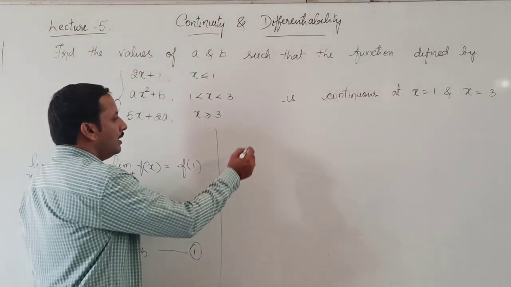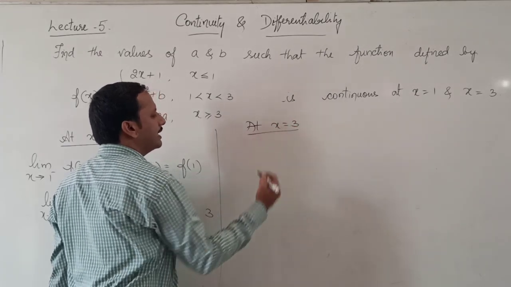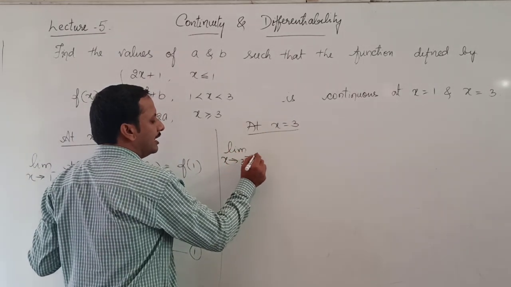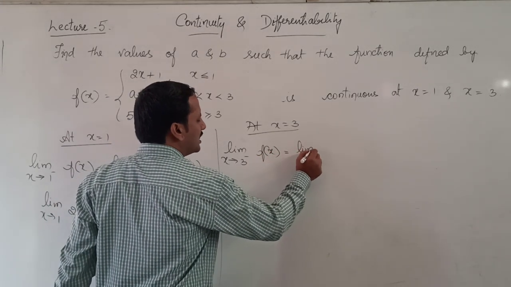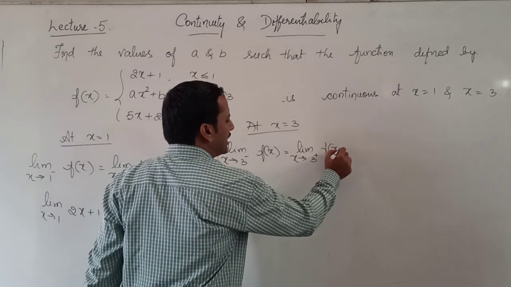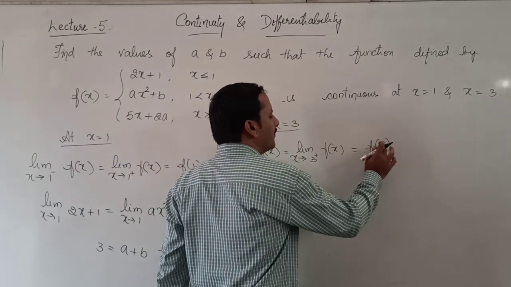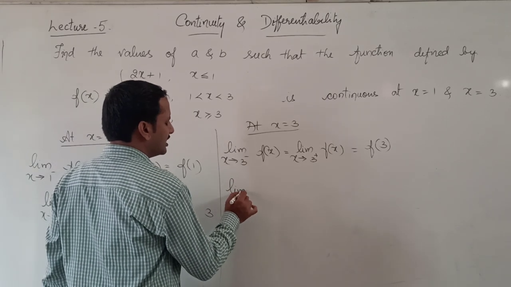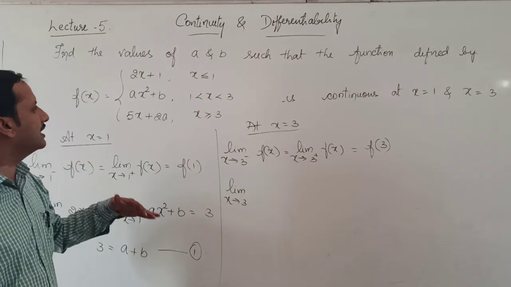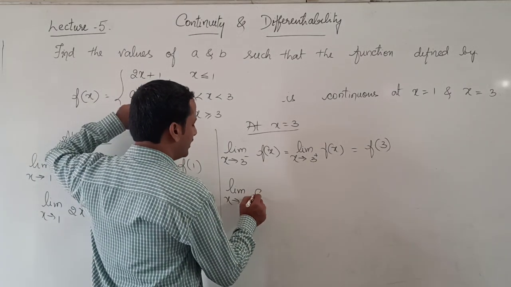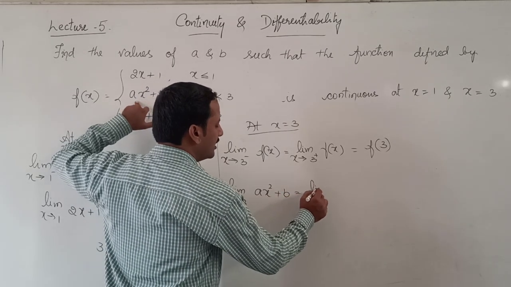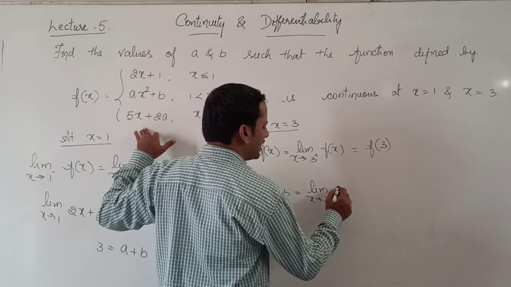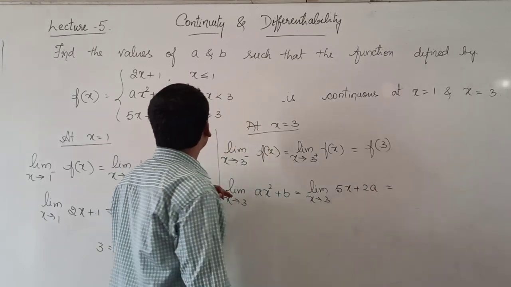Now they have also mentioned that it is continuous at x equal to 3. So since it is continuous at x equal to 3, I can write limit x tends to 3 minus f of x is equal to limit x tends to 3 plus f of x is equal to f of 3. Apply the limit. x is approaching 3 from left side. When x approaches 3 from left side, the function is defined as ax squared plus b. Then when x approaches 3 from right side, f of x is defined as 5x plus 2a. That is equal to the function value f of 3.